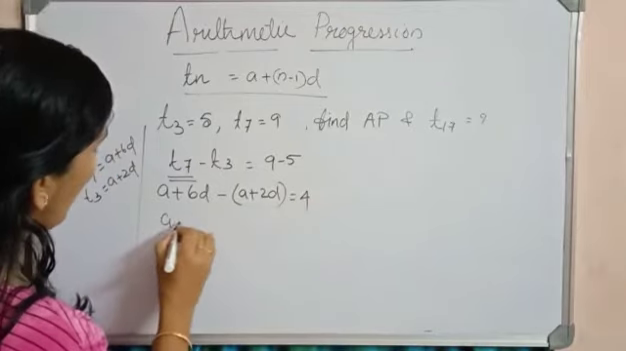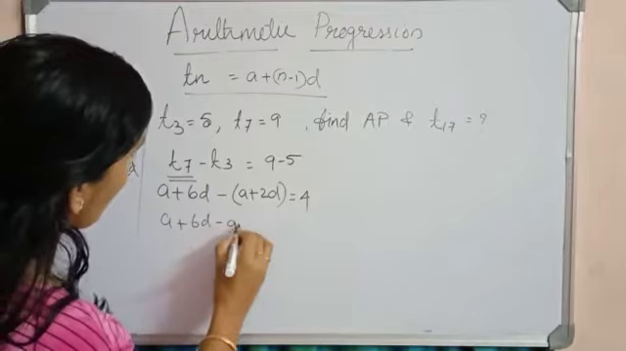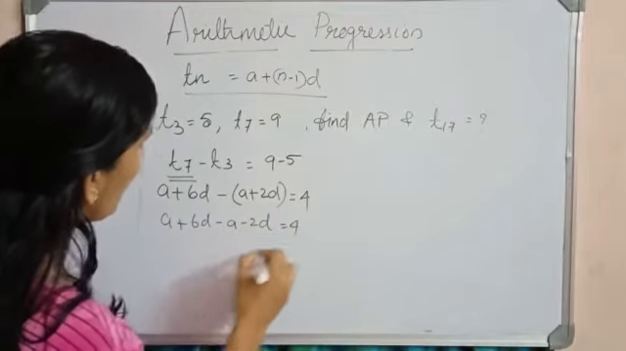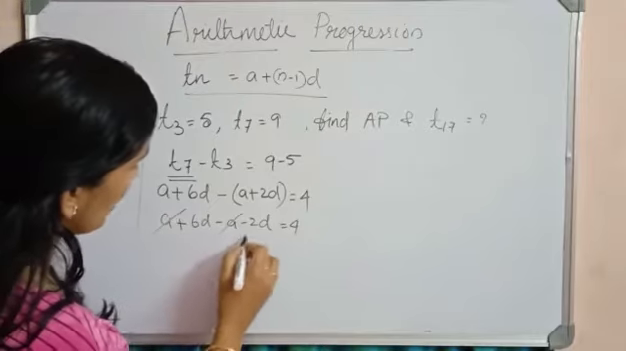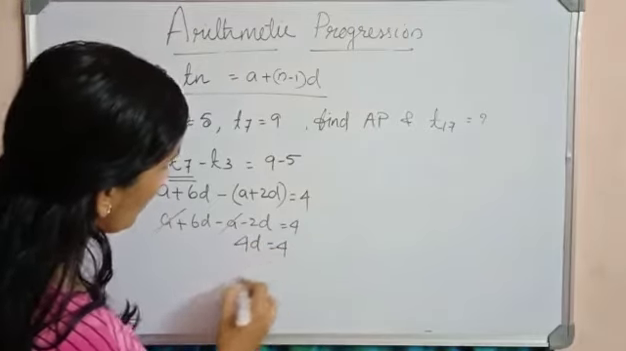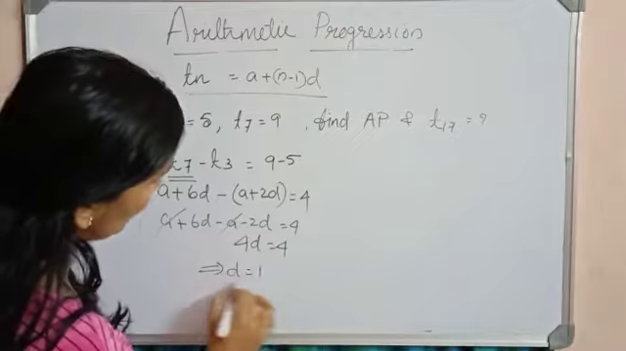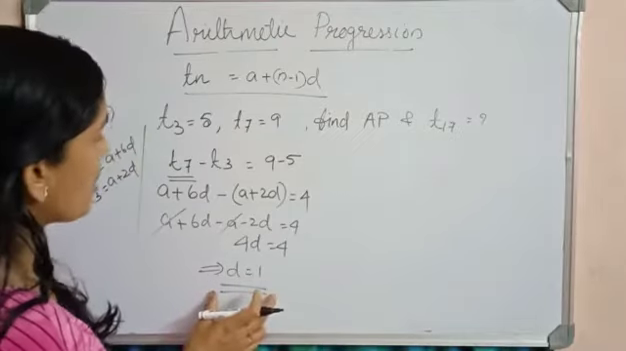Now, remove the brackets. A plus 6D minus A minus 2D is equal to 4. Plus A minus A cancels and 6D minus 2D is 4D, which is equal to 4. This implies D is equal to 1. So we got the common difference as 1.